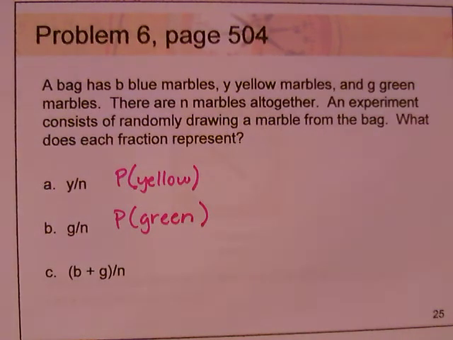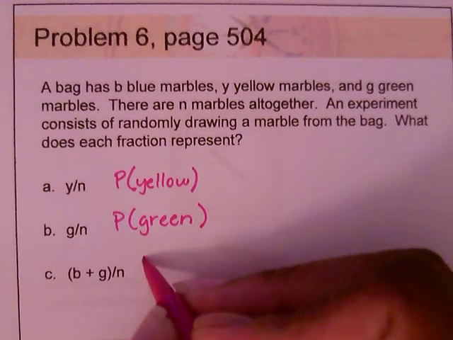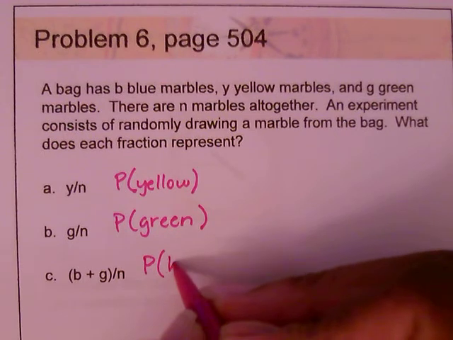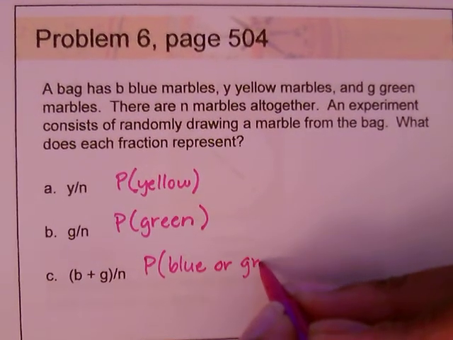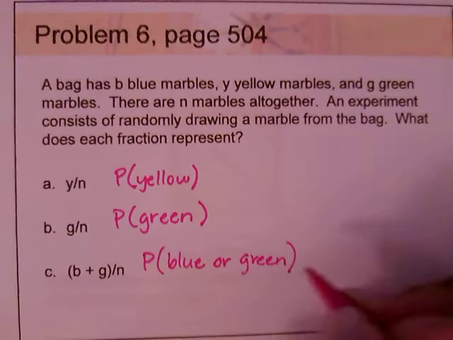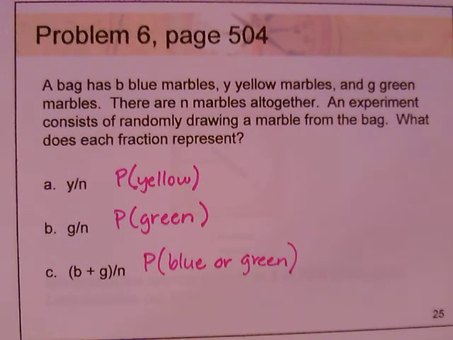And then part C, B plus G in parentheses divided by N. So we're talking about a blue and a green marble. But in reality, it's going to be the probability of selecting a blue or green marble, because we're going to add the two probabilities together. Okay. So that's what each of those fractions represent.